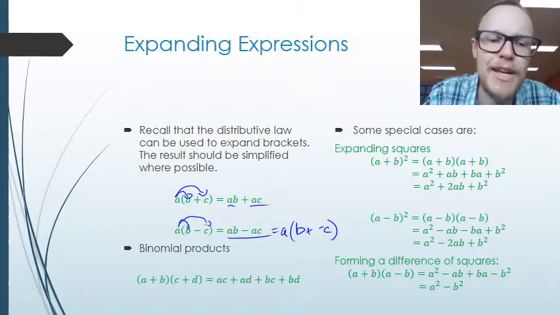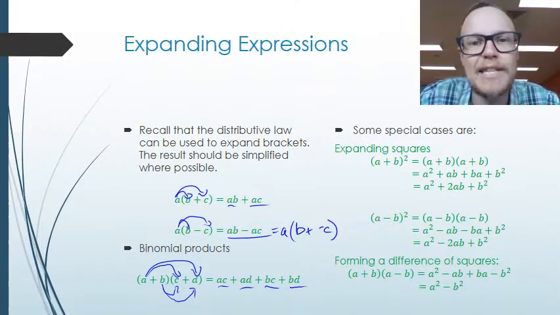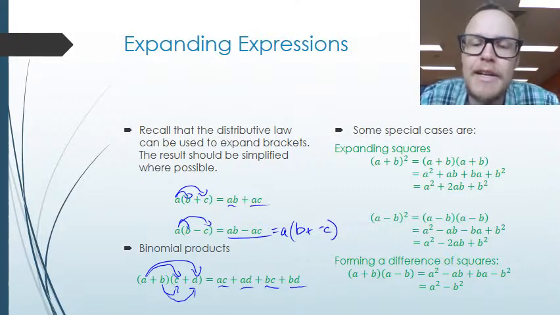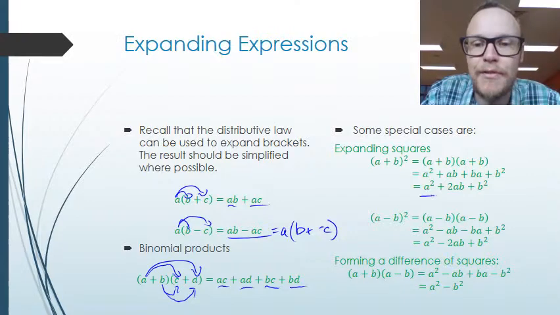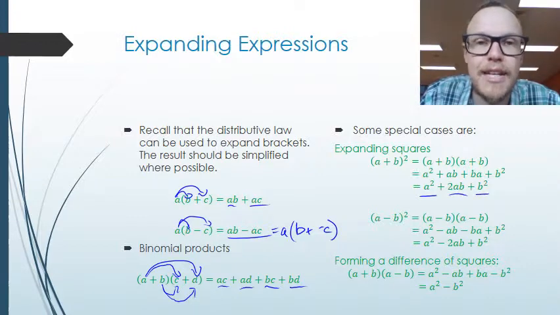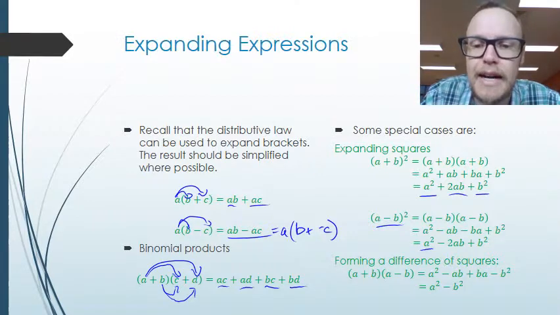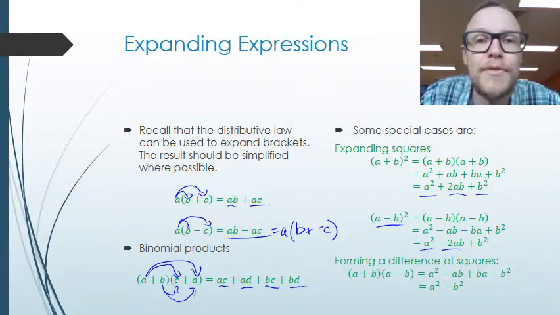Remember with binomial products, we need to multiply the A here by the C and the D to get AC plus AD, and also the B times the C and times the D to get BC plus BD. Some special cases of this is if we're expanding squares. So if I've got A plus B all squared, then that actually comes out being the first thing squared plus 2 times the first thing times the second thing plus the second thing squared. And if it's A minus B all squared, it turns out to be the first thing squared minus 2 times the first thing times the second thing plus the second thing squared.